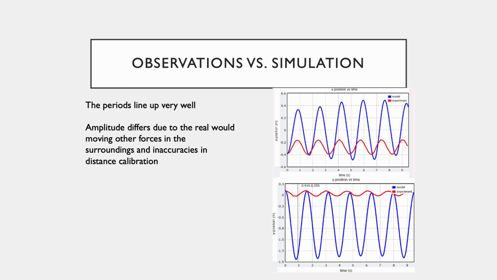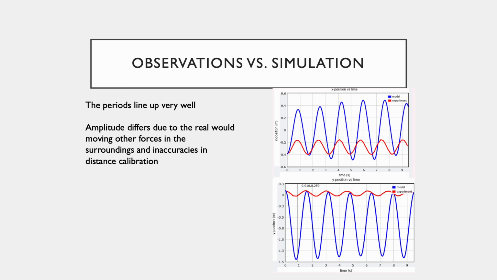Blue is our model and red is our observations. And one thing that you can notice is that the periods of the oscillations do line up very well, which means our model is fairly accurate at that. However, the amplitudes are very different. The amplitudes for the model are much larger than the ones for the experiment.